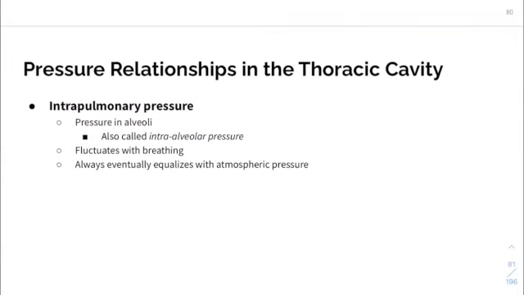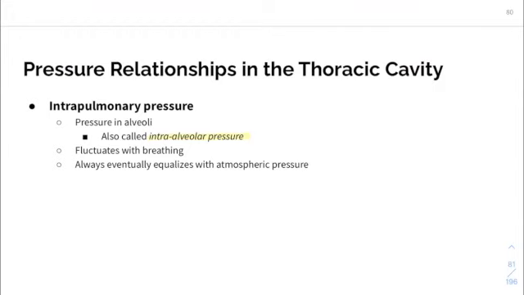The intrapulmonary pressure means inside of the lungs, or the pressure that is within each alveoli. And that is called intra-alveolar pressure. And when we breathe in or inhale and exhale, that pressure is going to change with each inhalation and with each exhalation.